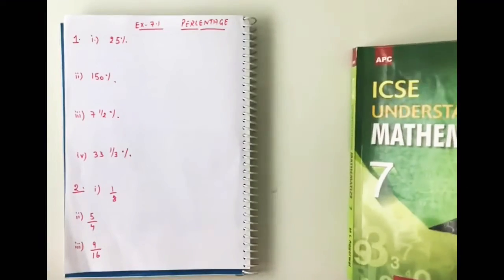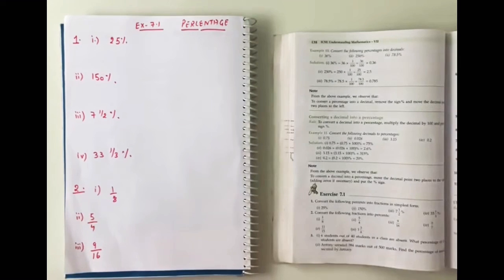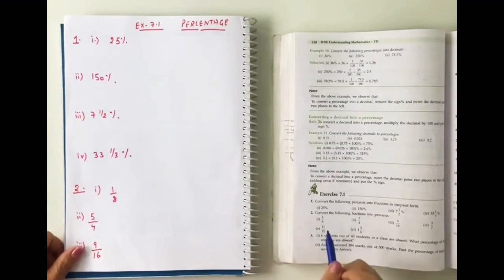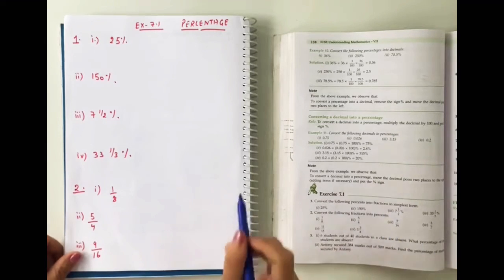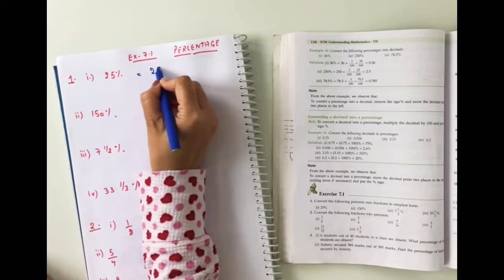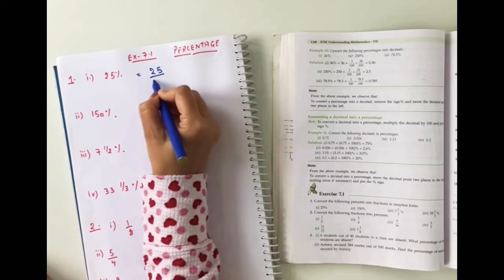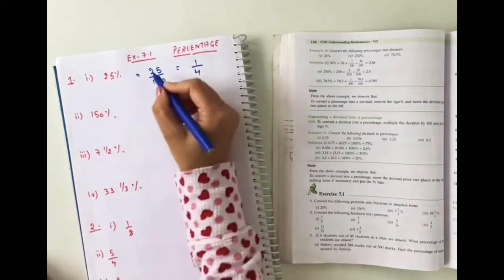Everyone, I am taking this ML Aggarwal 7th standard book and I am going to do exercise 7.1. So the first question is: convert the following percents into fractions in simplest form. First is 25%. So we have to divide it by 100. So it comes to 1 upon 4.